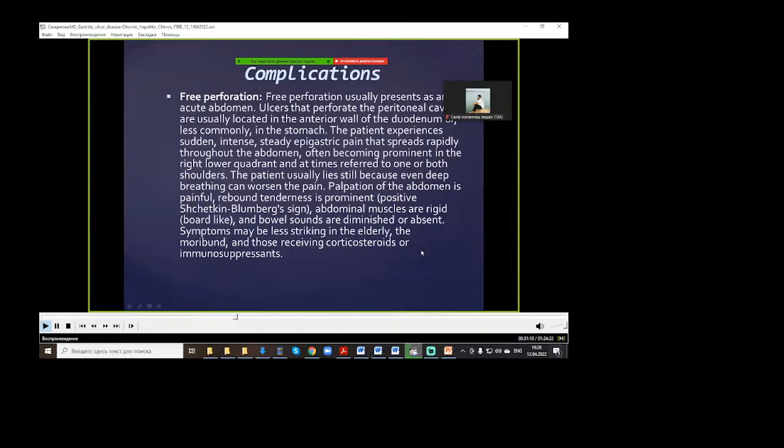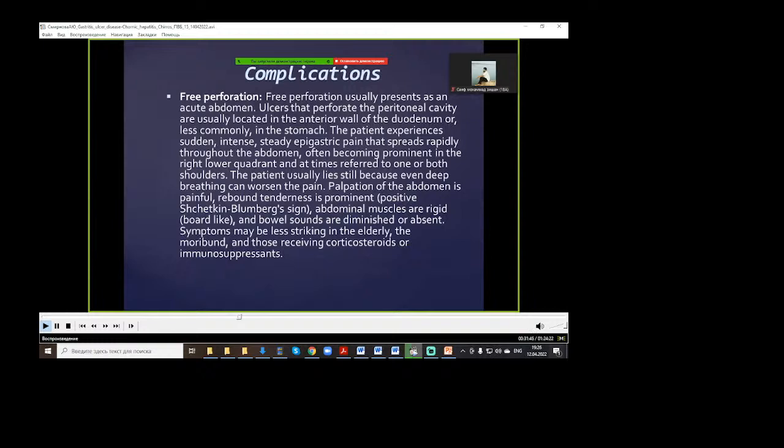Free perforation usually presents as an acute abdomen syndrome. Ulcers that perforate the peritoneal cavity are usually located in the anterior wall of the duodenum or less commonly in the stomach. The patient experiences sudden, intense, steady epigastric pain that spreads rapidly throughout the abdomen, often becoming prominent in the right lower quadrant and at times referred to one or both shoulders.